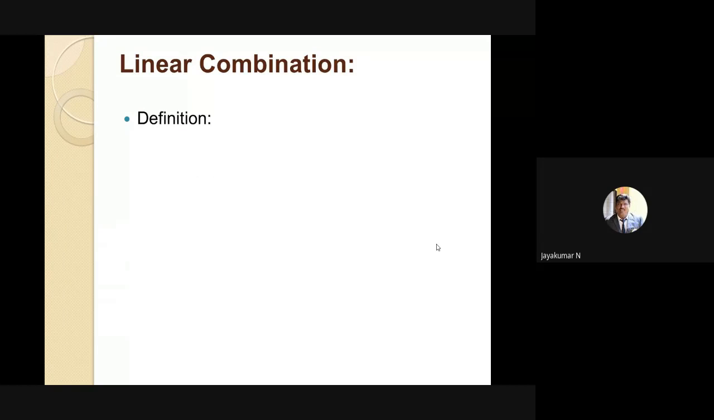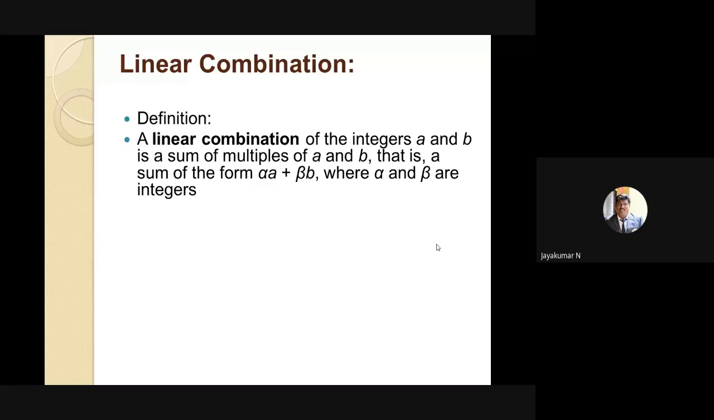Next, what do you mean by linear combination? A linear combination of the integers a and b is the sum of multiples of a and b. That is, a is a number, and there is a multiple alpha a. b is a number, and there is a multiple beta b. The sum is nothing but a linear combination of a and b, where alpha and beta are integers. The linear combination of integers a and b is of the form alpha a plus beta b, where alpha and beta are integers.